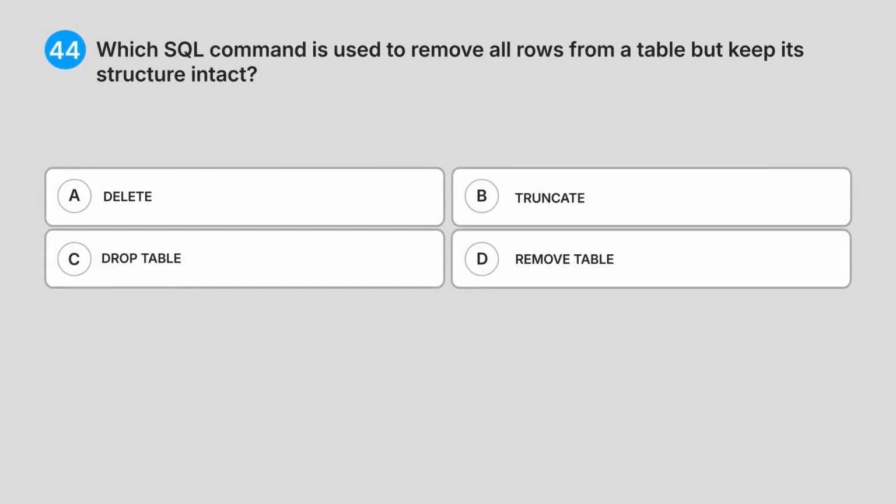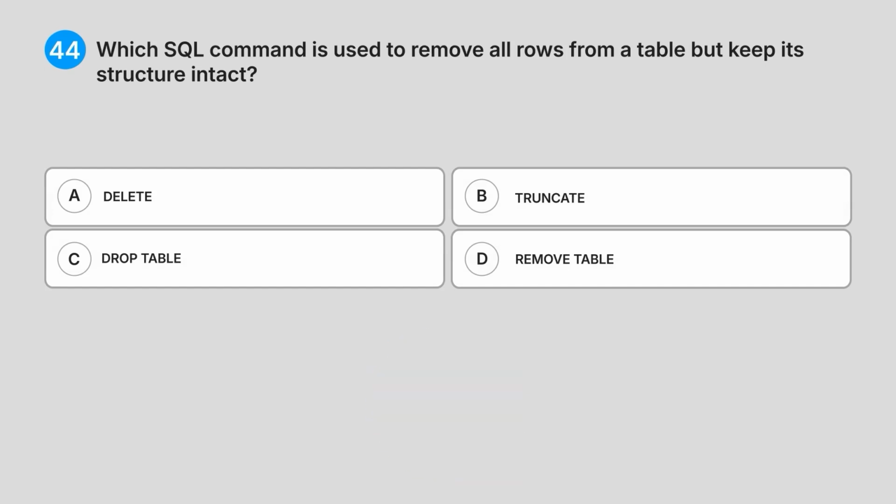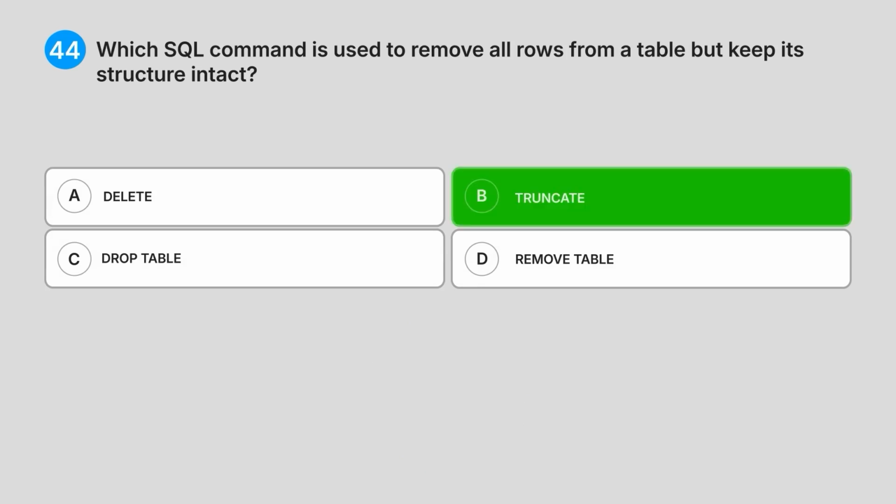44. Which SQL command is used to remove all rows from a table but keep its structure intact? A. Delete. B. Truncate. C. Drop table. D. Remove table. Can you guess the answer? Correct answer, B. Truncate.